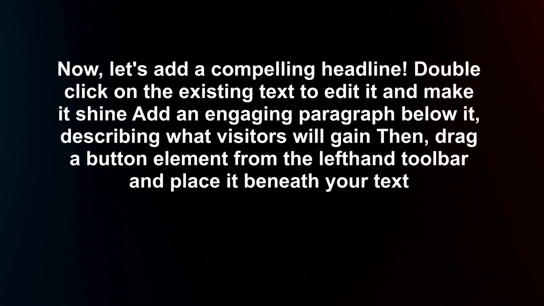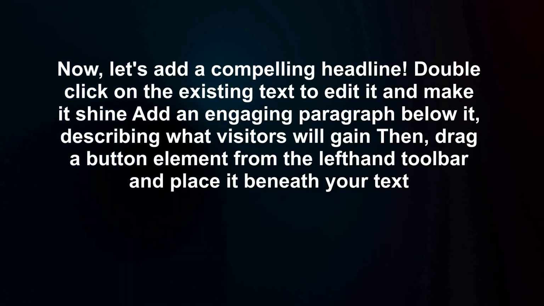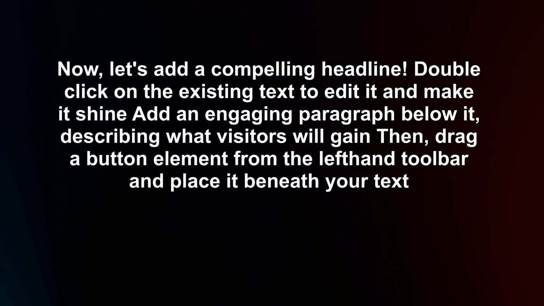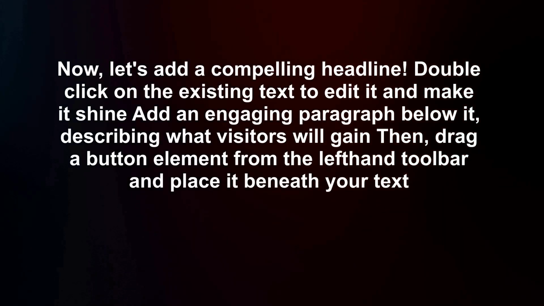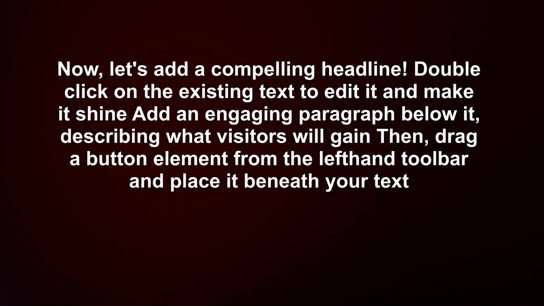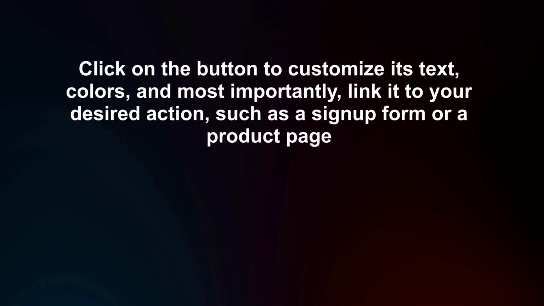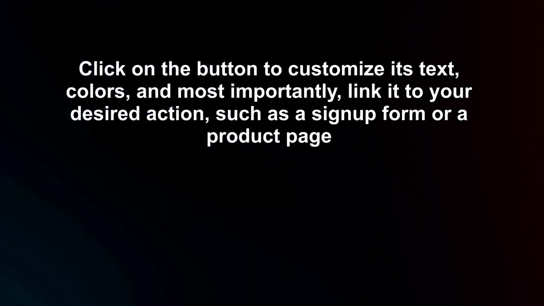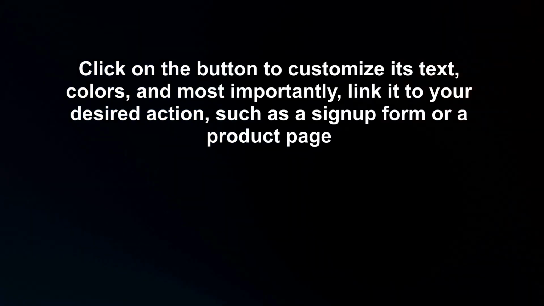Now, let's add a compelling headline. Double-click on the existing text to edit it and make it shine. Add an engaging paragraph below it, describing what visitors will gain. Then, drag a button element from the left-hand toolbar and place it beneath your text. Click on the button to customize its text, colors, and most importantly, link it to your desired action, such as a sign-up form or a product page.